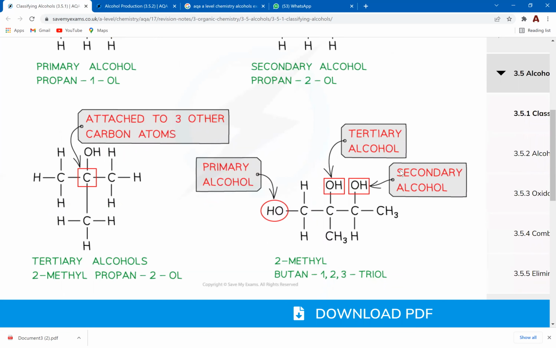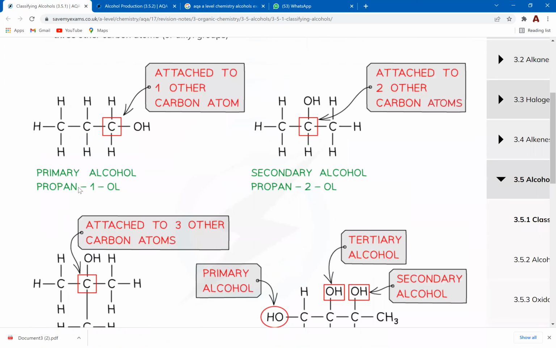For instance, if you look at this central carbon here, this one under discussion, now this carbon has three carbons attached to it, and the leftover side has a hydroxyl group. So any carbon with three sides occupied by these carbon chains is known as a tertiary alcohol. So this is how you identify or differentiate between a primary, secondary, and tertiary alcohol.